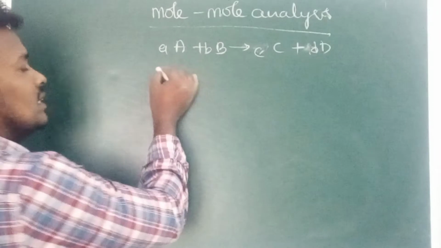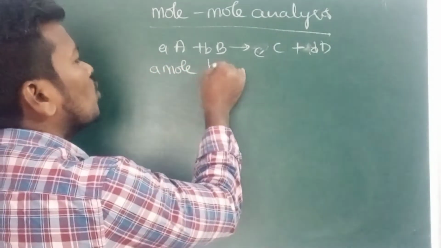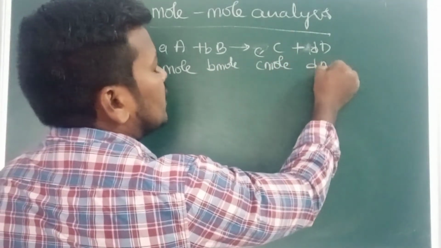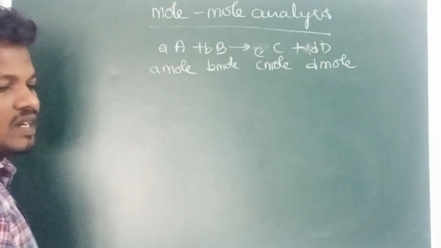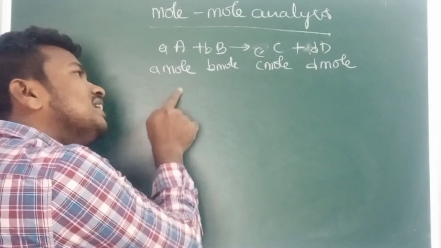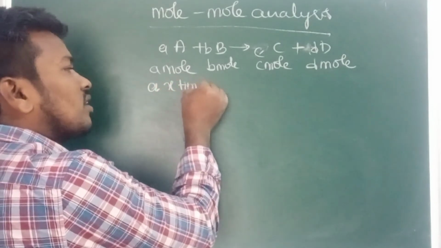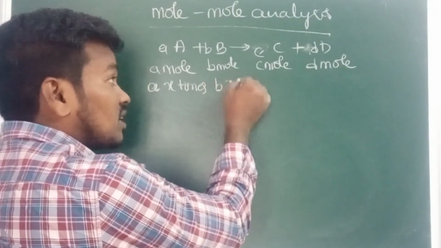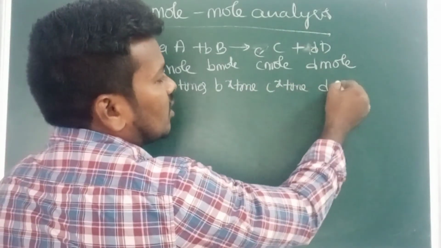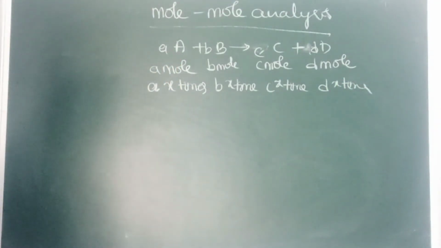So here, how many moles? This is a moles. This is b moles. This is c moles. This is d moles. The stoichiometric coefficients are considered as moles. So this A is reacting how many times? I am considering it as X times. A reacts X times, B also reacts X times, C also reacts X times, and D also reacts X times.